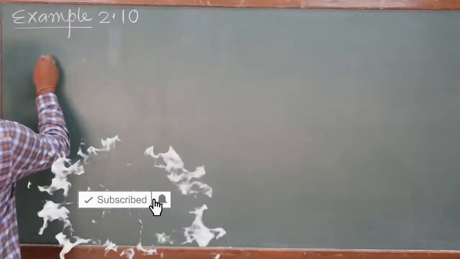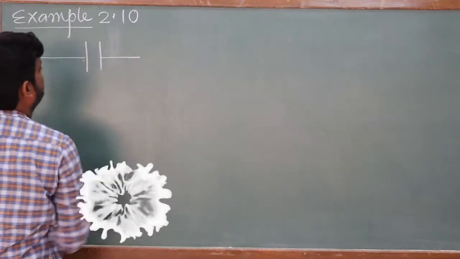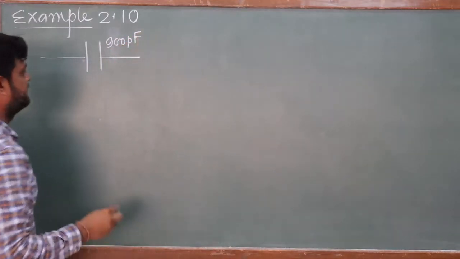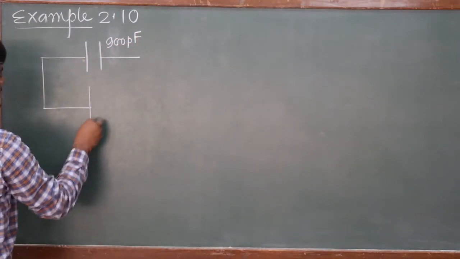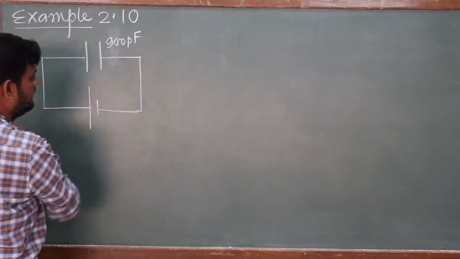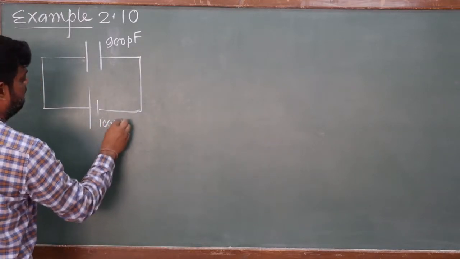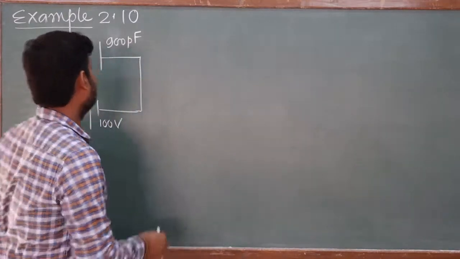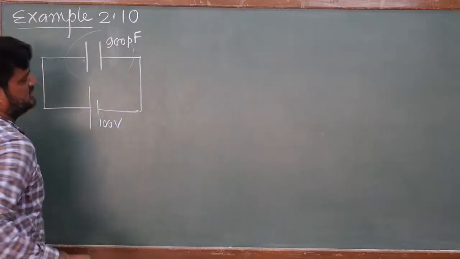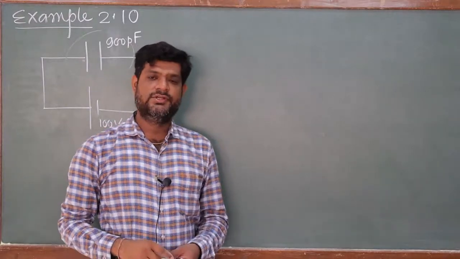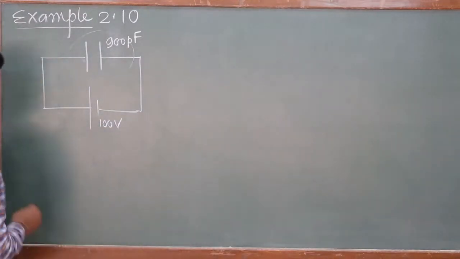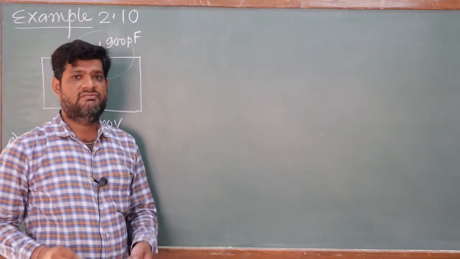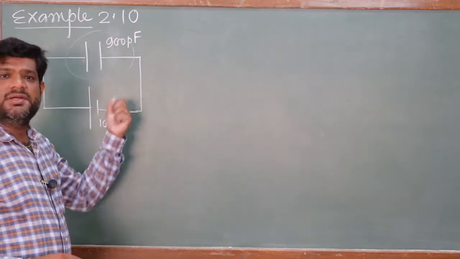See, the capacitor is of 900 picofarad, applied with a battery of 100 volt. Find the energy of this system. Find the energy of this capacitor. This is your question, so it's very easy. This is the first part of the numerical, for 1 mark: find the energy of the capacitor.